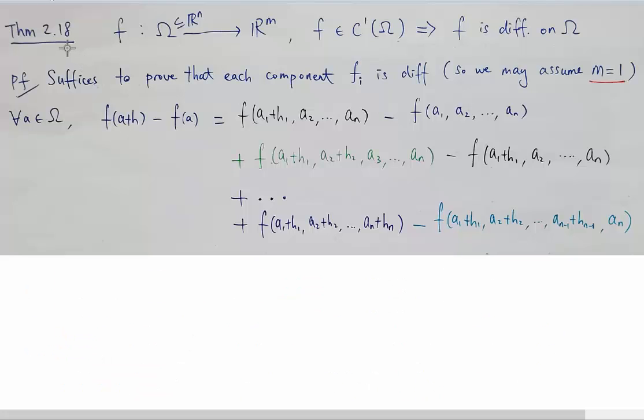Now, here is the proof for theorem 2.18. First of all, due to theorem 2.8, we know that it suffices to prove that each component function f_i is differentiable, and therefore we may simply assume that m is equal to 1. Alright?